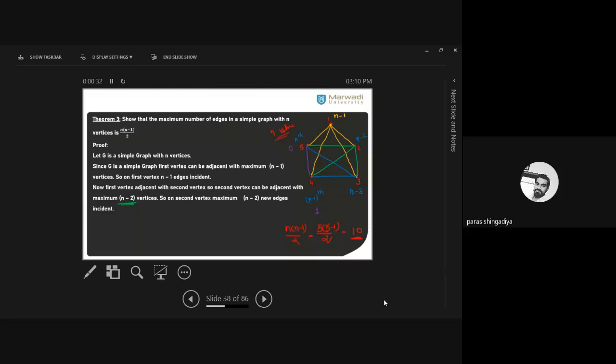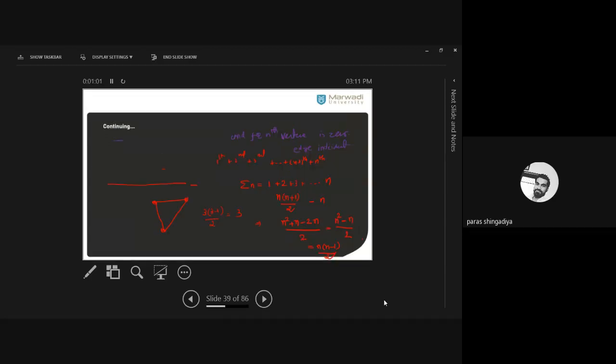Theorem number one, the first theorem of graph theory: the sum of degrees of all vertices equals twice the number of edges. Then the second one: the number of odd vertices in a graph is always even in quantity. And the third one, for a simple graph, the maximum number of edges in a simple graph with n vertices is equal to n(n-1)/2. It's very easy to explain. There is no such difficulty that you have to remember.